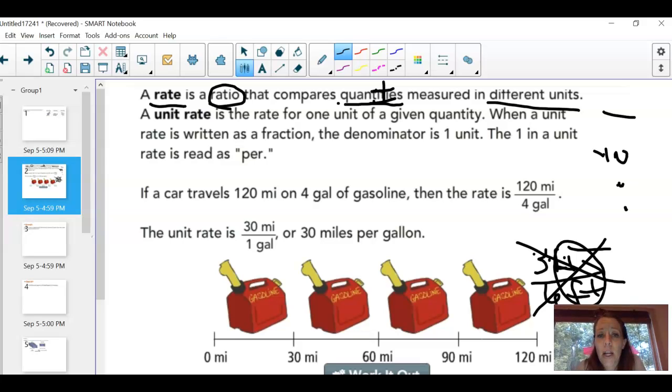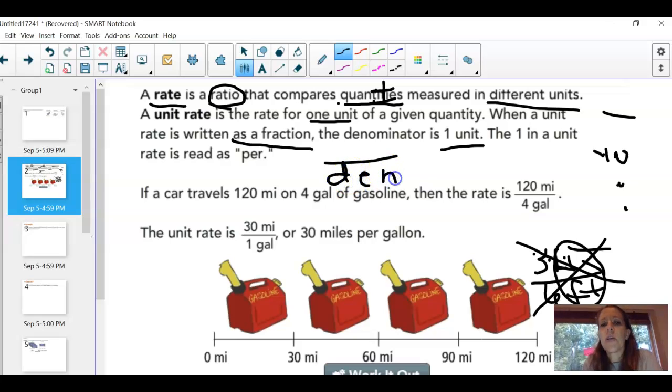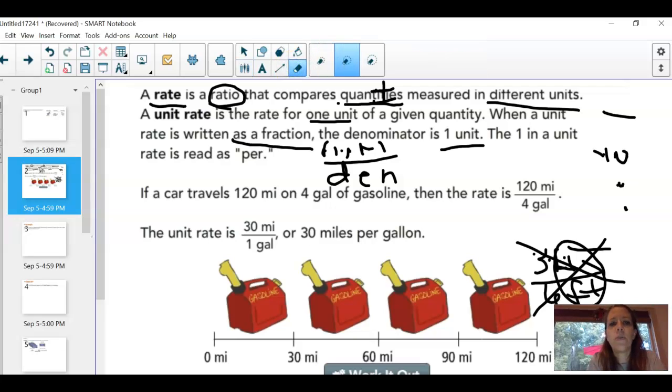A unit rate is when we take a rate and we divide it down until it's 1 unit of a given quantity. So when a unit rate is written as a fraction, the denominator is 1 unit. Remember that denominator is the bottom part of a fraction. So think for a second, what's the top part called? If you're remembering that that's a numerator, you are correct. Sorry, my little pen sometimes doesn't write as well as I want it to.